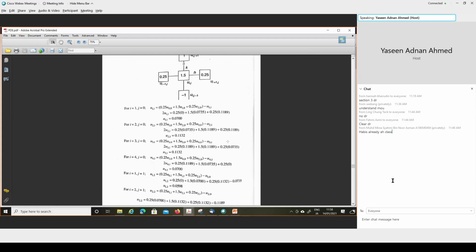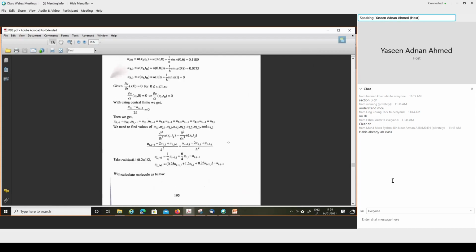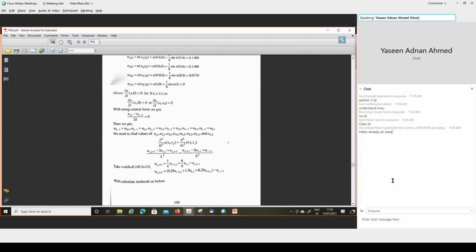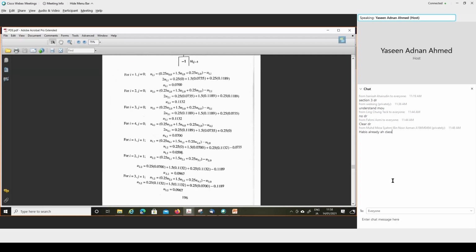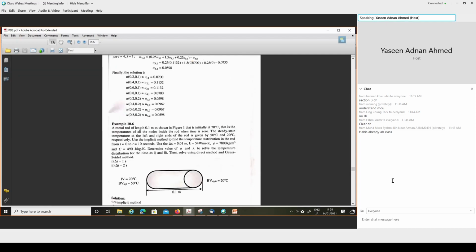You have to give it a little bit of time, but it's not that difficult. It's straightforward. Just remember how we relate the future with the past, and the past with the future. So this is more or less similar to the implicit method. Okay, so that's the thing that you have to solve.